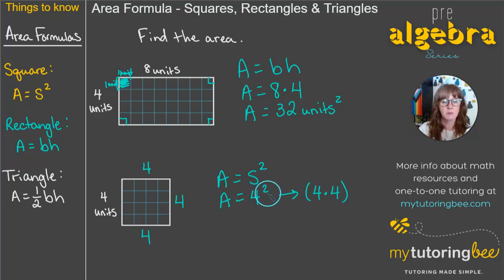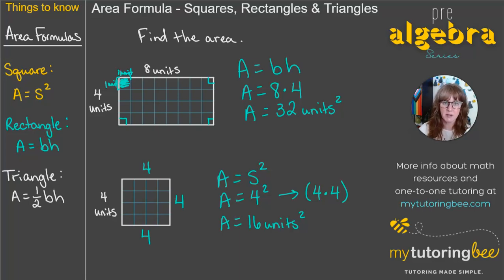So remember, with exponents, we're not multiplying 4 times 2. That 2 is telling us how many 4s we're multiplying. So 4 squared means 4 times 4. And so then our area for this one is 16 units squared. And again, if we counted up all of those little squares inside our larger square, we would count 16. Now, I am a private tutor, and so when I'm working with students on area formulas, this is the one that they pick up the easiest.